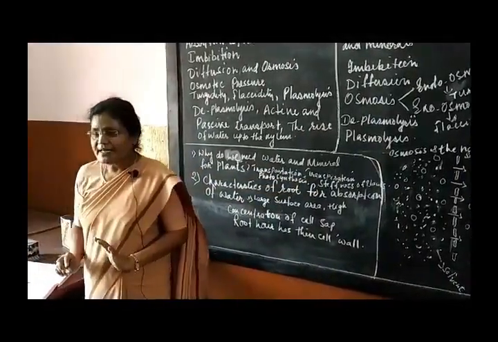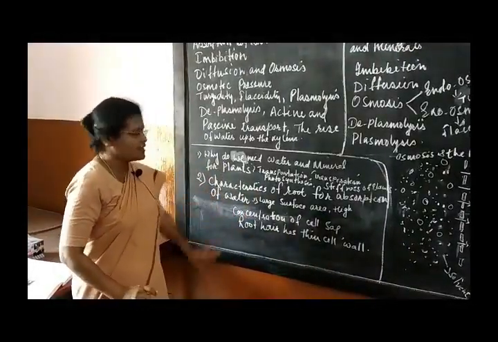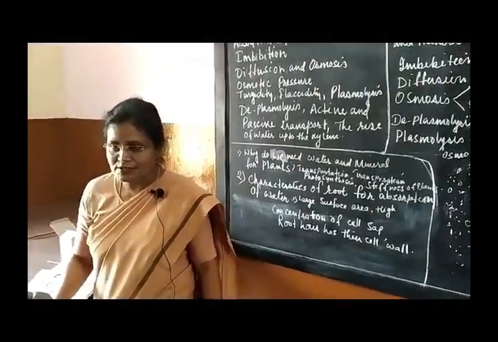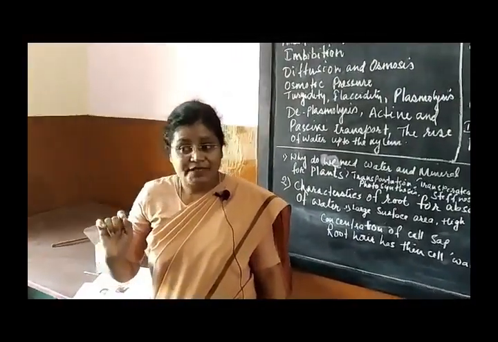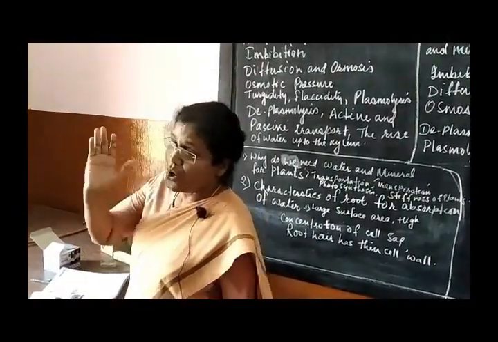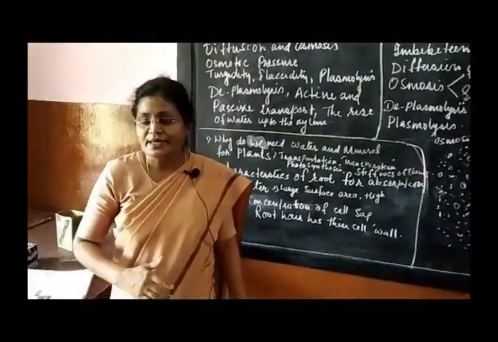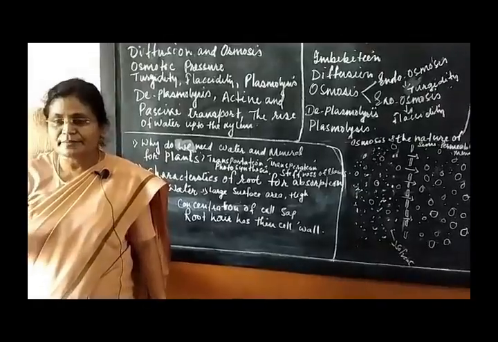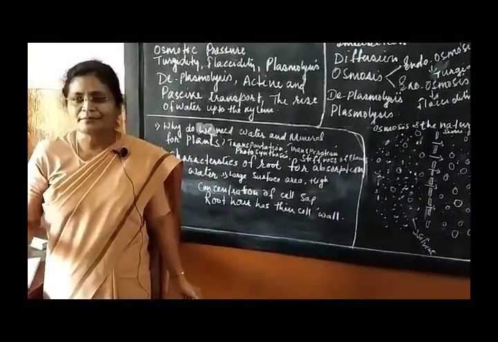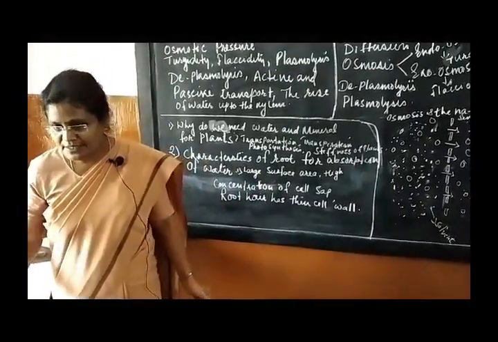The next point we will deal with is the characteristics of the root for absorption of water, meaning the characteristics of the root which bring about efficiency in the absorption of water. Imagine such a tall banyan tree, tamarind tree, mango tree, even a coconut tree. The water is being supplied by the root, which absorbs it from the soil. So, what makes the root so efficient in absorbing water and minerals from the soil?